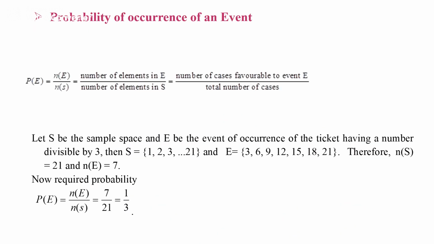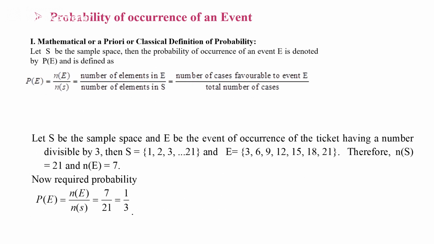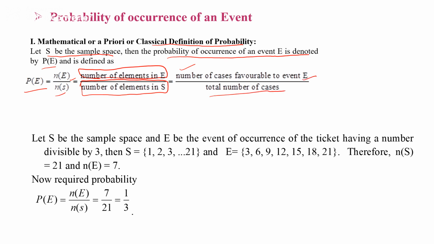First we take the definition. The mathematical or classical definition of probability says: let S be a sample space, then the probability of an occurrence of an event E is denoted by P(E) and is defined as the number of elements in the event divided by the number of elements in the sample space. That is, the number of cases favorable to the event E divided by the total number of cases. That is the probability of such an event E.